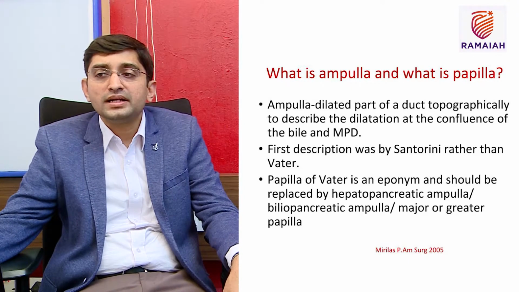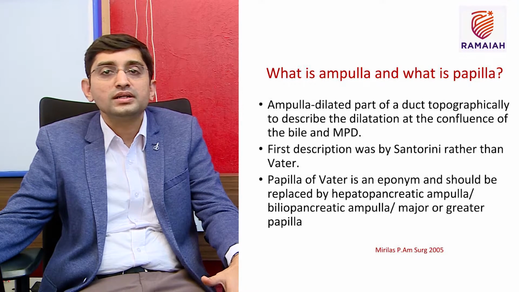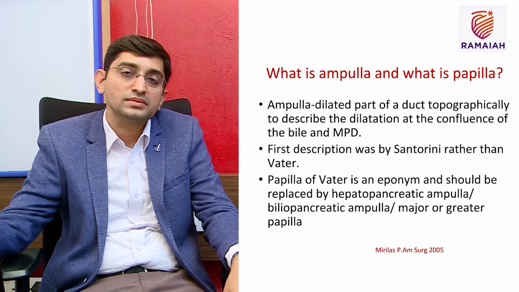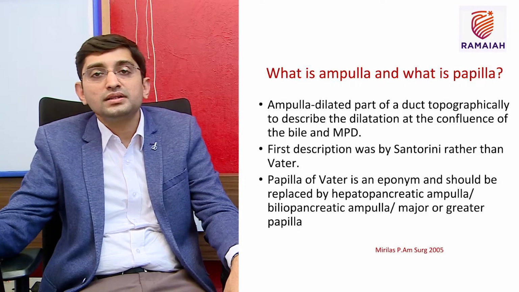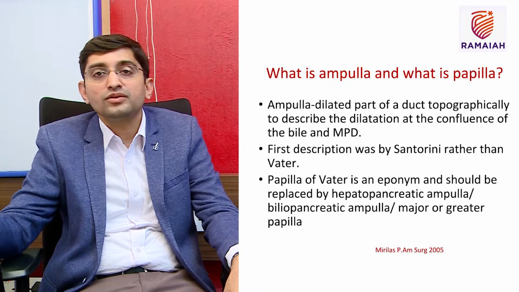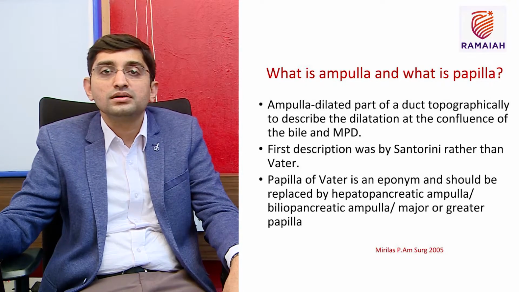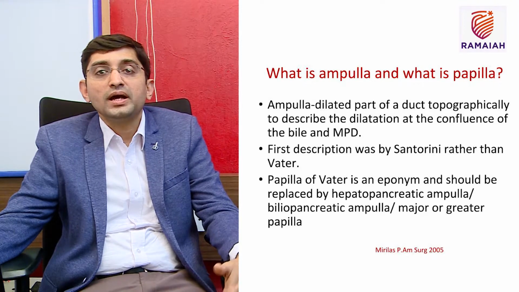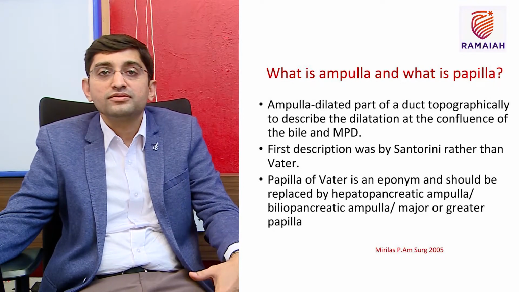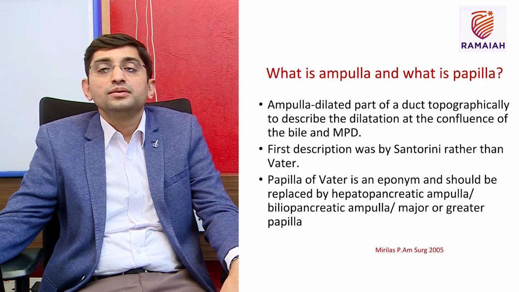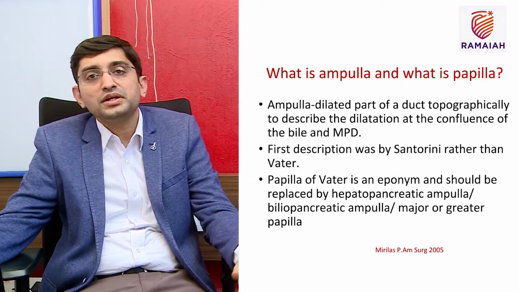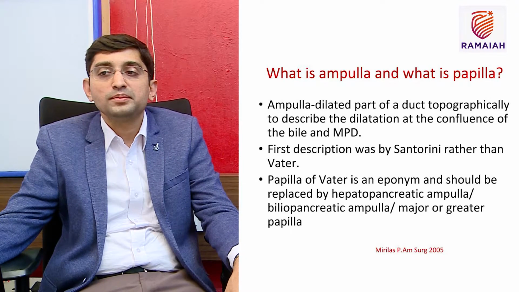An ampulla is a dilated part of the duct, topographically determined by the dilatation at the confluence of the CBD and the MPD. Once the common bile duct and the main pancreatic duct join and form a mound on the duodenal portion, we call it an ampulla. The first description is by Santorini, not Vater. Papilla of Vater is an eponym, so we tend to use ampulla more often than papilla.